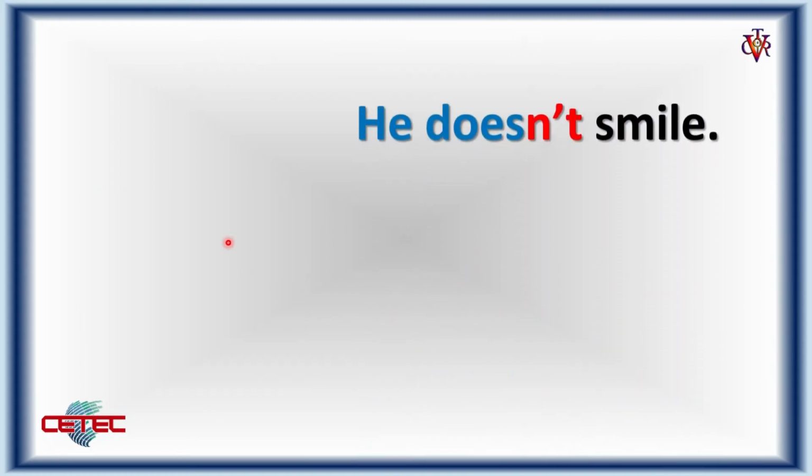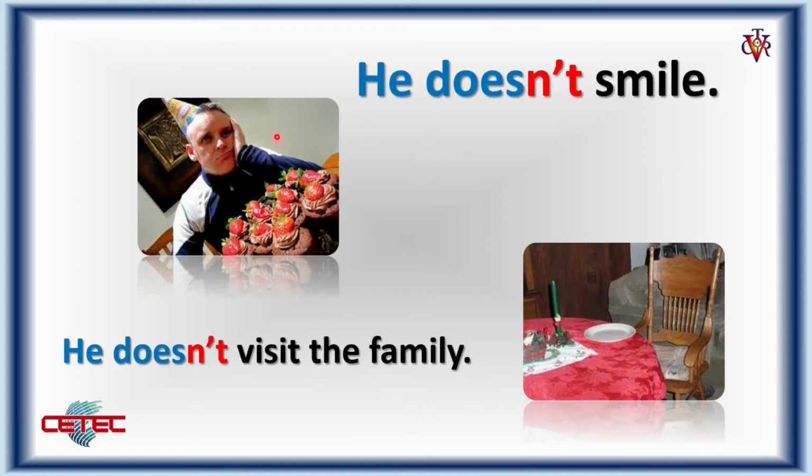Now, let's see another examples. He doesn't smile. He doesn't visit the family. Here, in the picture, it's about a man because we are talking about he. And here, we see the sentence. He doesn't, that is the auxiliary. Visit is the verb. Here, he doesn't smile. Here we have all the complements to create a sentence.